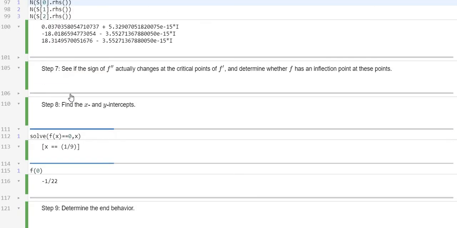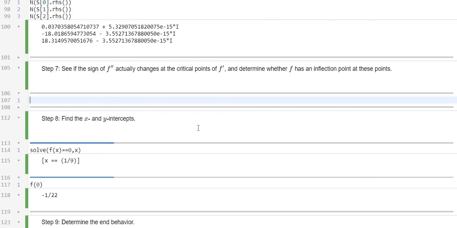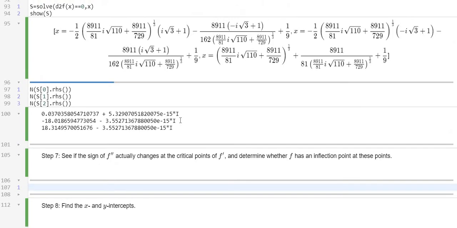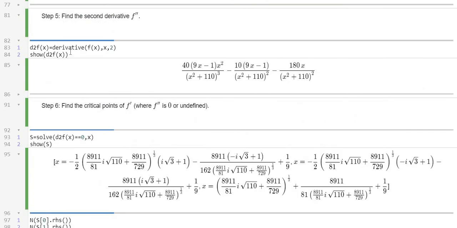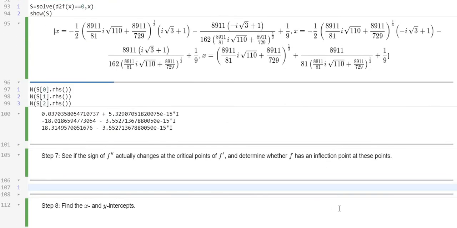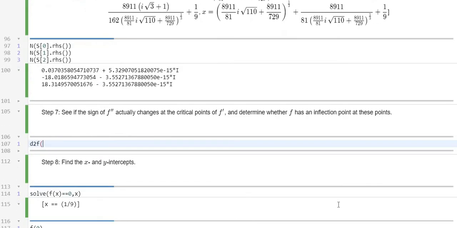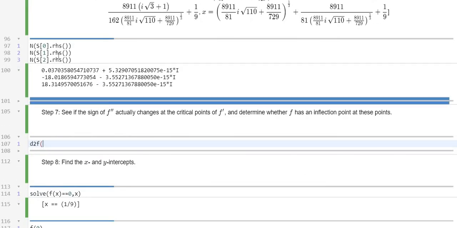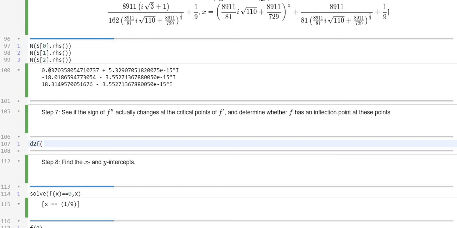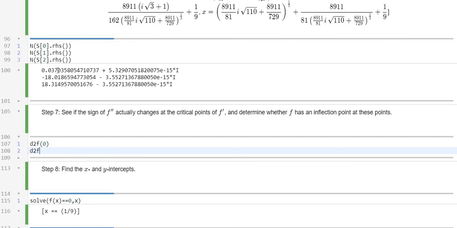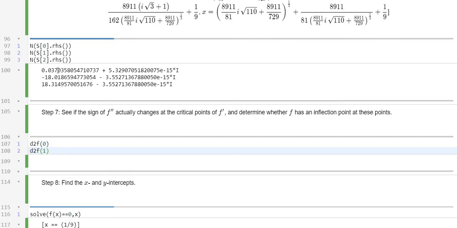Okay, so in step 7, I'm going to see if the sign of f double prime actually changes. So I'm going to take, what did I call this? D2f is what I normally call it. Yeah, D2f is what I named the derivative. So we should use that name, D2f, not W. D2f is the second derivative. I'm going to choose something to the left of this. How about 0? I'm going to choose something to the right of this. How about 1?